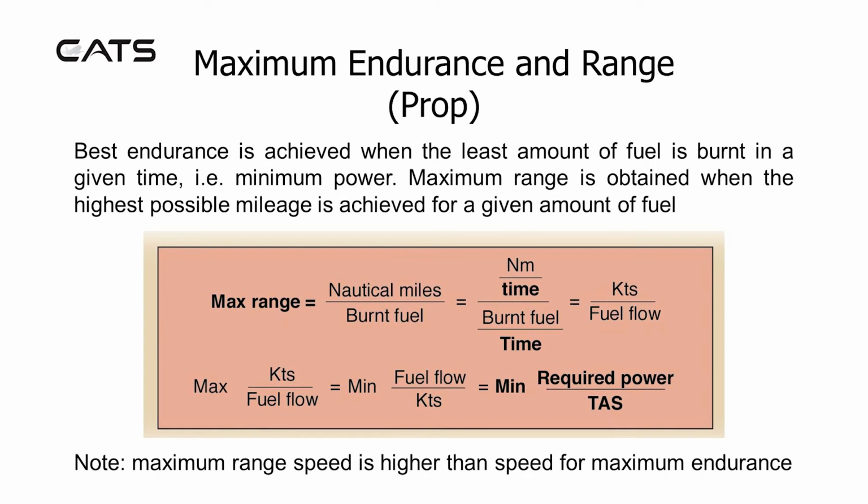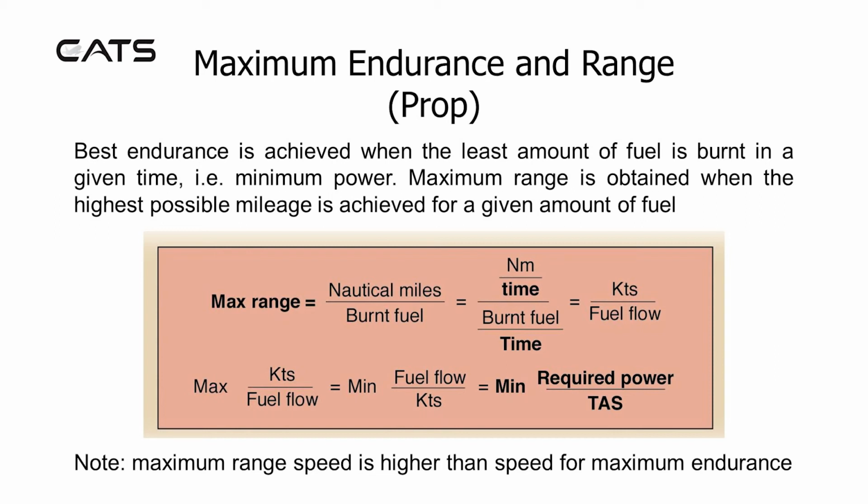Maximum range equals nautical miles divided by burnt fuel, and nautical miles divided by time is knots. Burnt fuel divided by time is a measure of fuel flow. So a maximum amount of knots to fuel flow will equate to maximum range. And a minimum amount of fuel flow to knots, which is another way of saying the same thing, will also equate to maximum range. When you're flying with a minimum fuel flow, this is flying at a minimum required power.